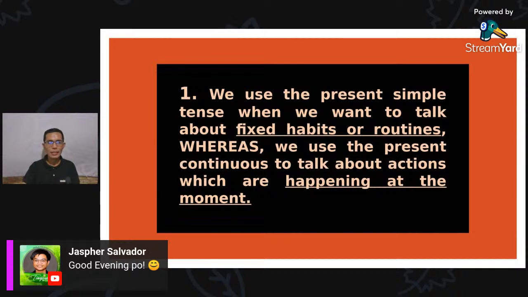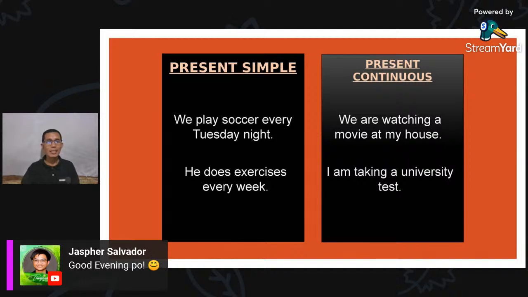Okay? So, next slide tayo. So, yun na po yung difference natin. I hope you understand the difference. Una po, ang difference nila, we use present tense to talk about habitual actions, habit, yung paulit-ulit natin ginagawa. While the present continuous, we talk about something that is happening at the moment. Okay, next slide tayo. We'll be having some examples.